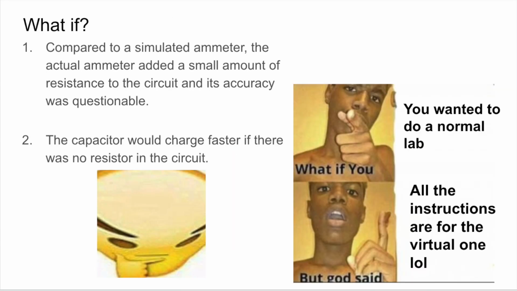Under our what-ifs, compared to a simulated ammeter, the actual ammeter added a small amount of resistance to the circuit, and its accuracy was questionable, as we weren't able to use the milliamp setting. For the second what-if, the capacitor would charge faster if there was no resistor in the circuit.